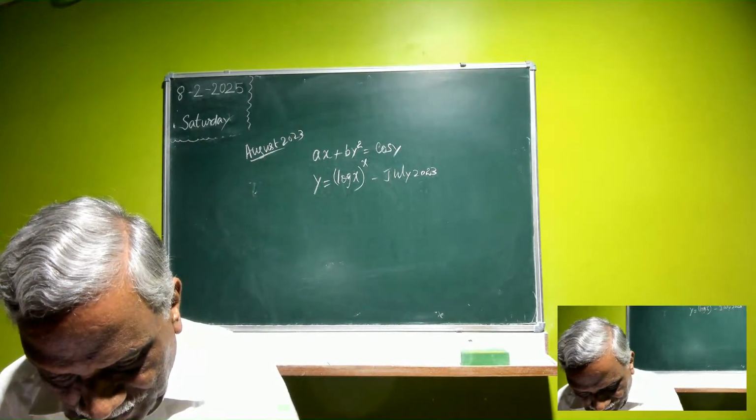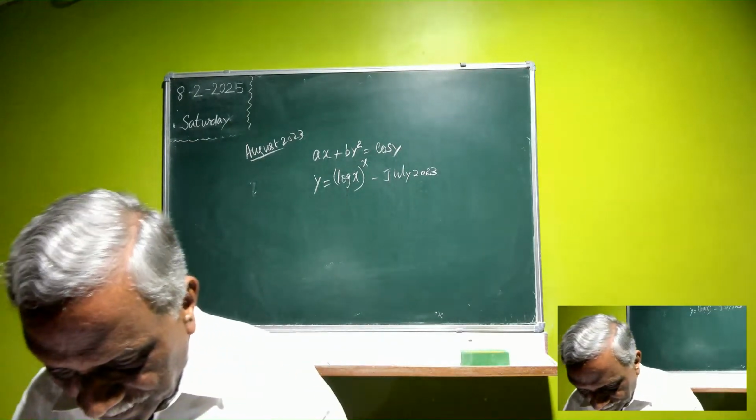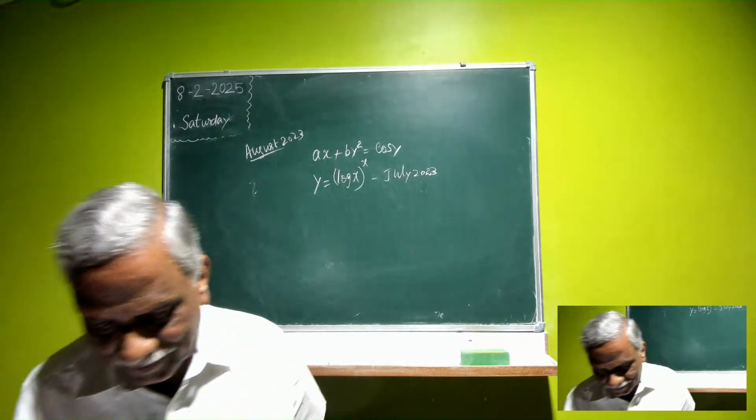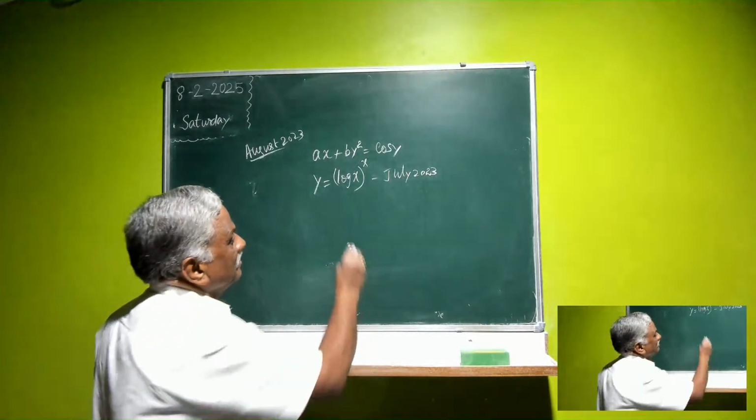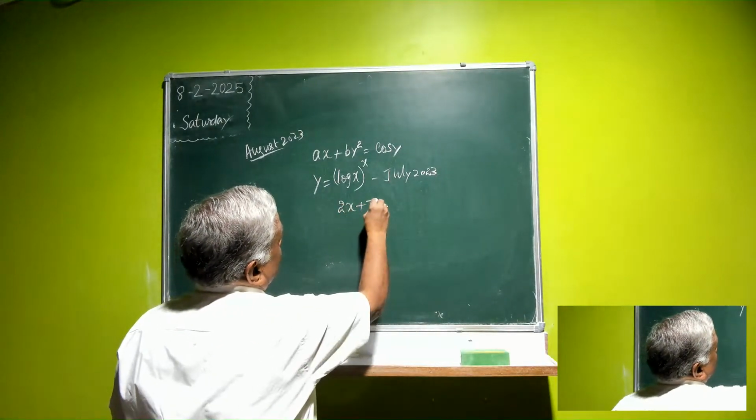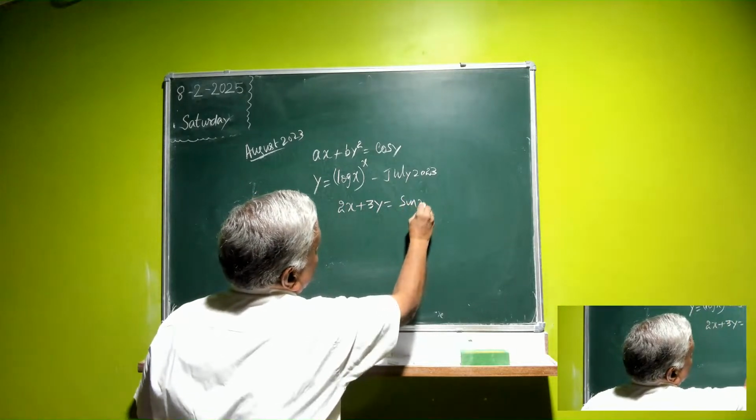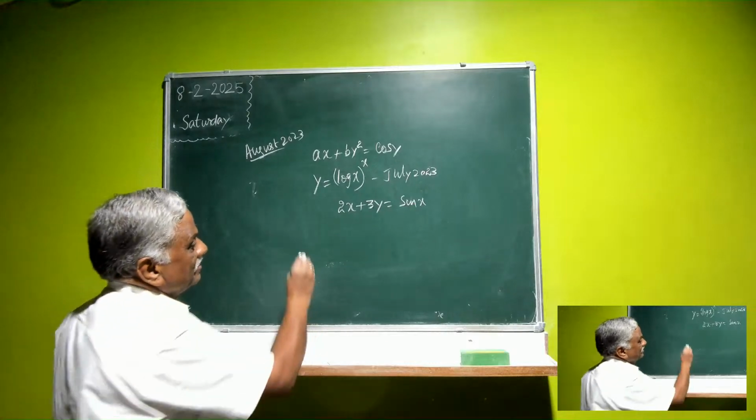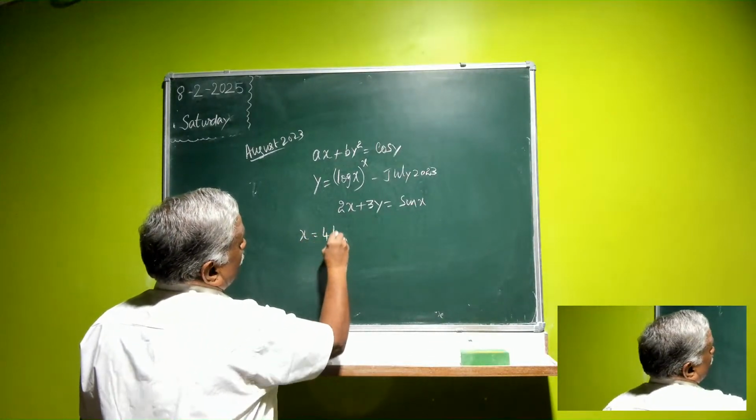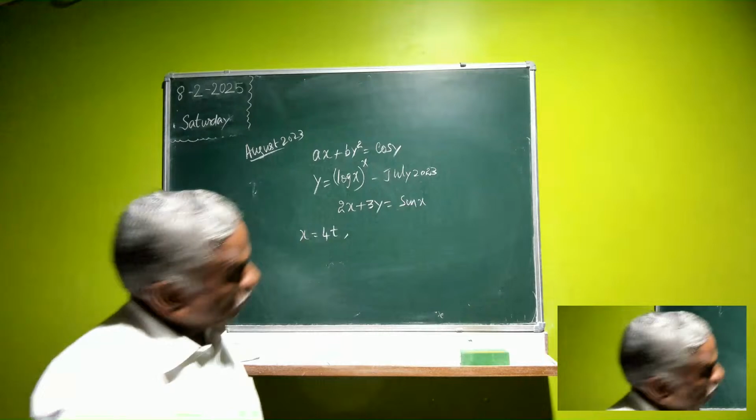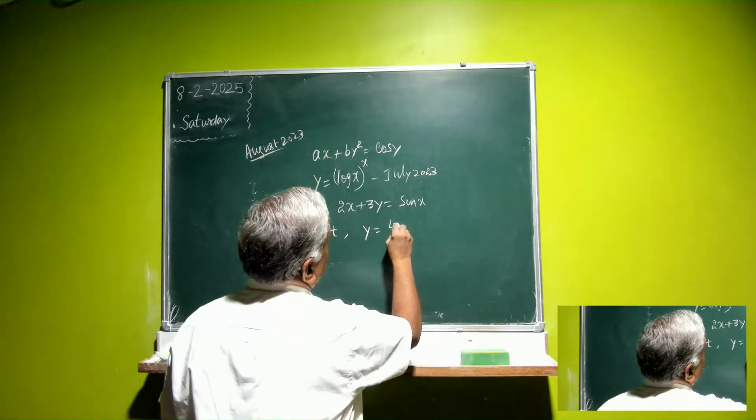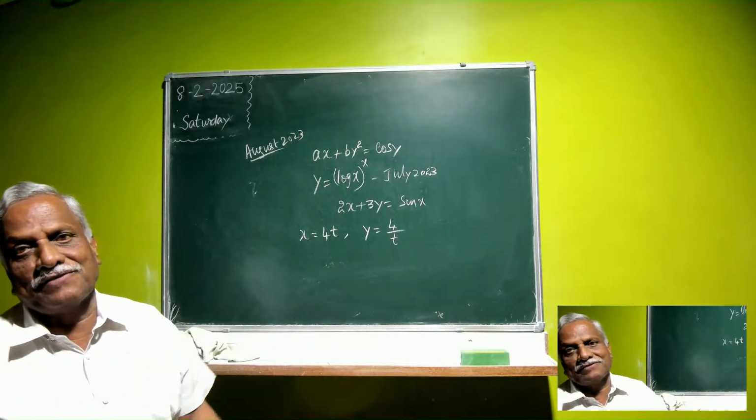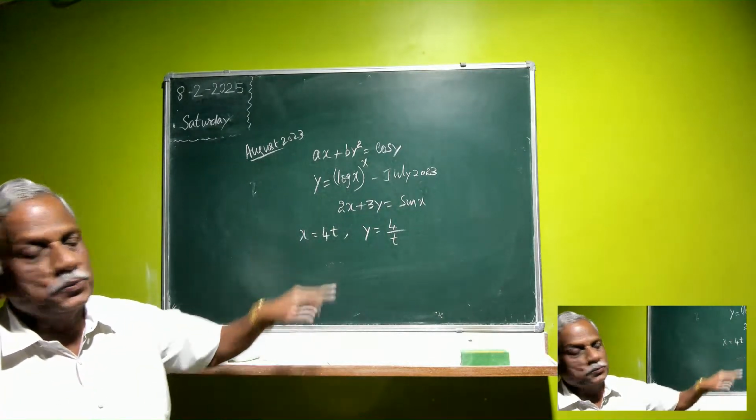Now, I'll move on to the model paper. They have given 3 model papers. First one is 2x plus 3y is equal to sin x. It's an already worked out problem. The next one, model paper 2, is x is equal to 4t, y is equal to 4 by t. So very good question, just to confuse you. Not difficult, but you need to be careful and differentiate. This is model paper 2.